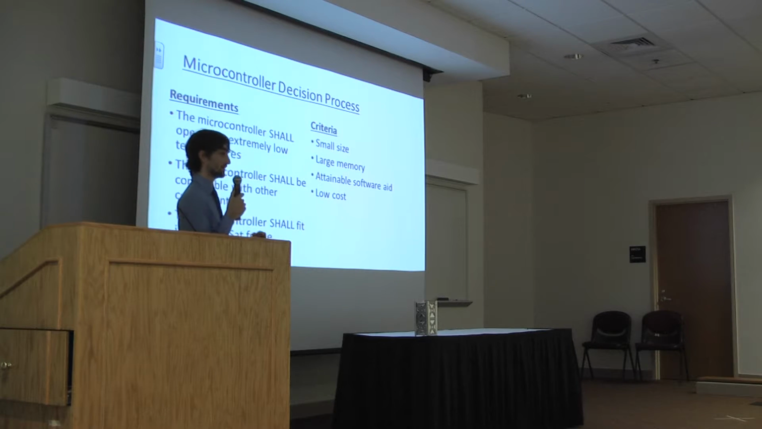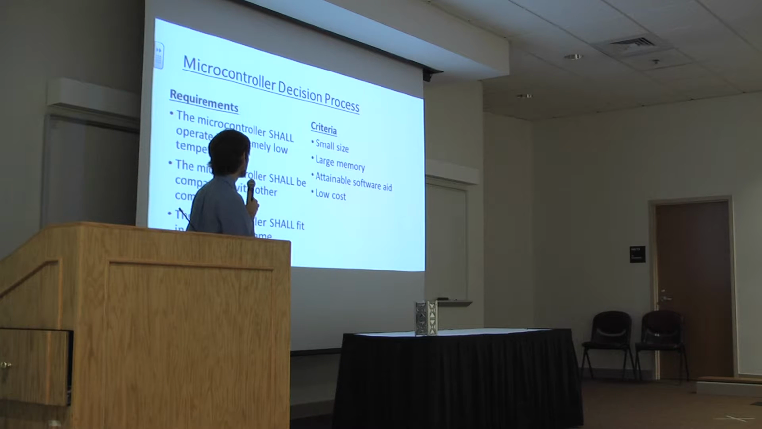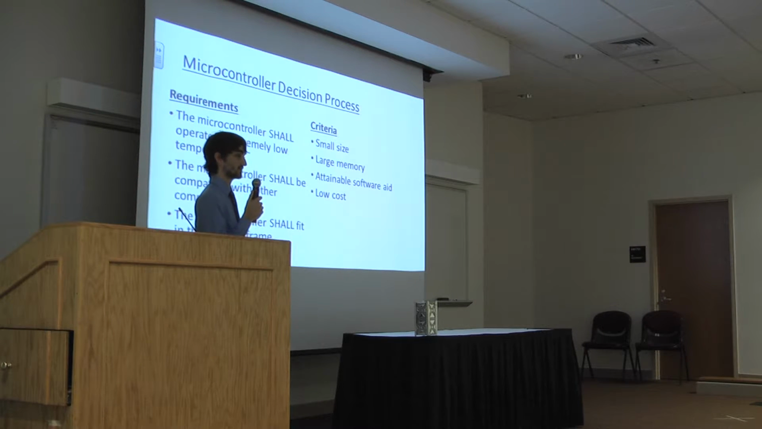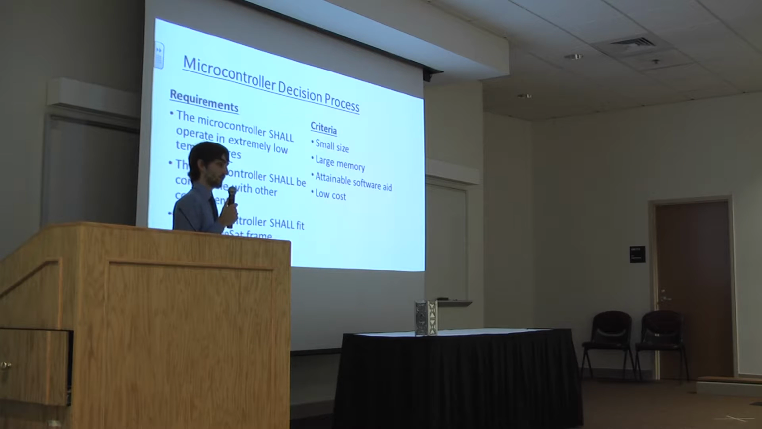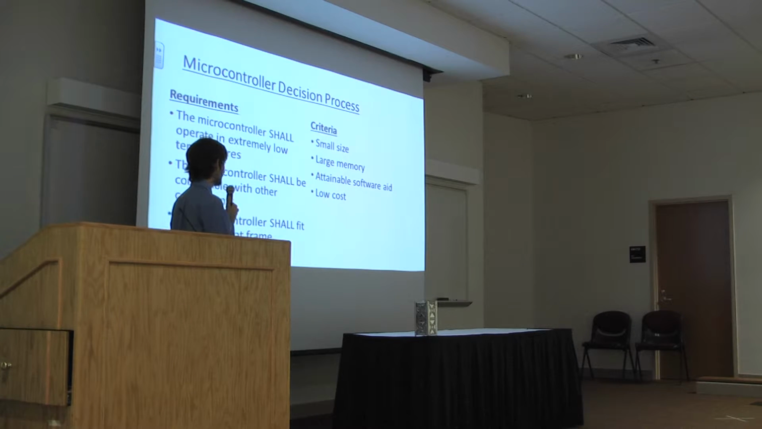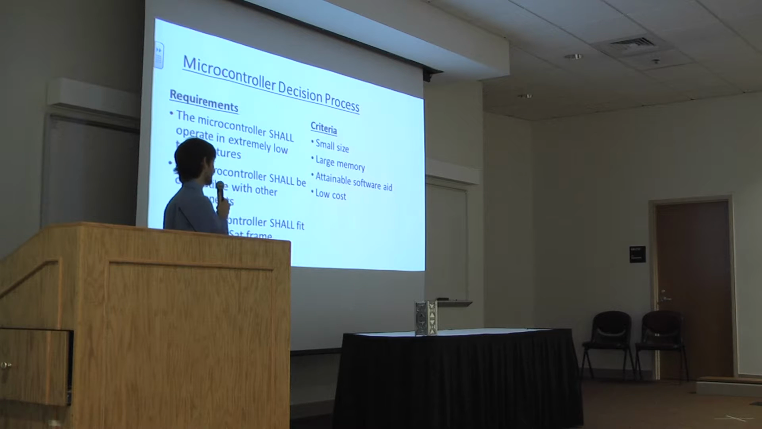Now some of the criteria, these are the things that it doesn't have to have, but I want it to have. I want it to be as small as possible, that way it can fit in the CubeSat and not take up a lot of space, so there's plenty of room for other components. I want it to have a large memory bank so I can program to it without worry of filling up the memory, and it can collect a lot of data points and store it. I want there to be attainable software so the CubeSat team can continue to learn the software that this microcontroller uses, and I want it to be relatively cheap.